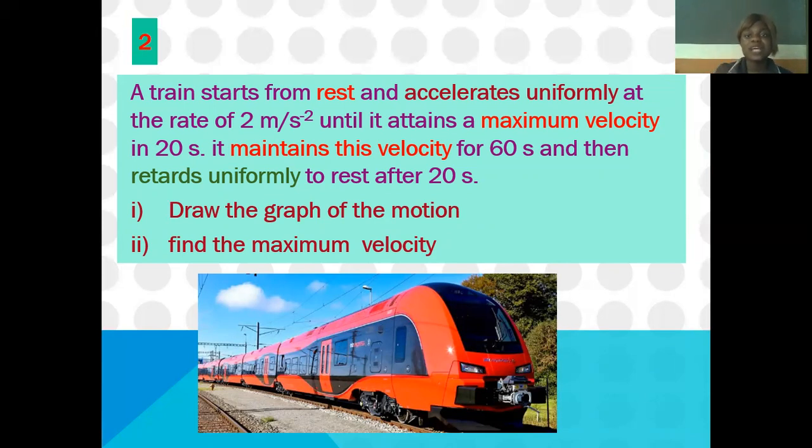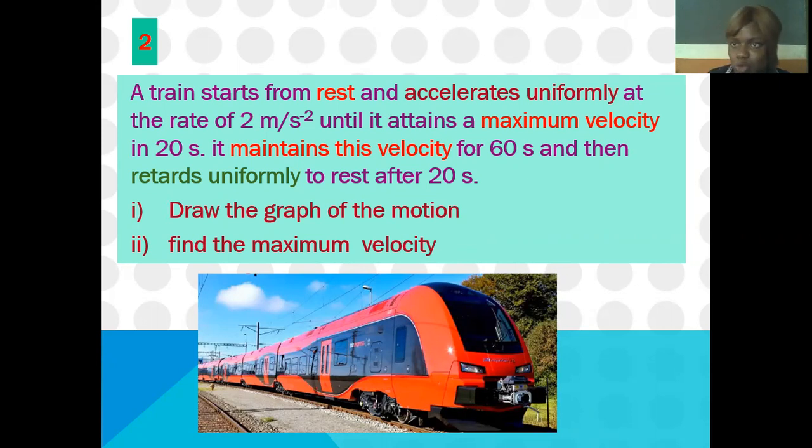Okay, so the train starts from rest and it moves uniformly at the rate of 2 meters per second squared until it attains a maximum velocity in 20 seconds. Now it maintains this velocity for 60 seconds and then it retards. I told you the meaning of retard. It retards uniformly to rest after 20 seconds. Now, number one, we're to draw the velocity time graph of the motion, and find the maximum velocity.